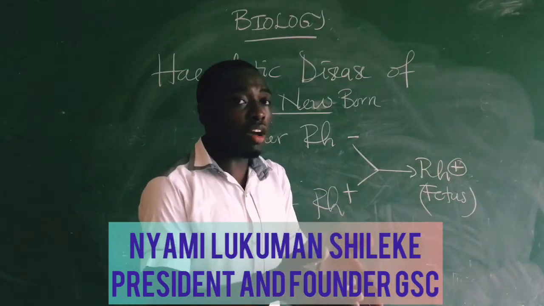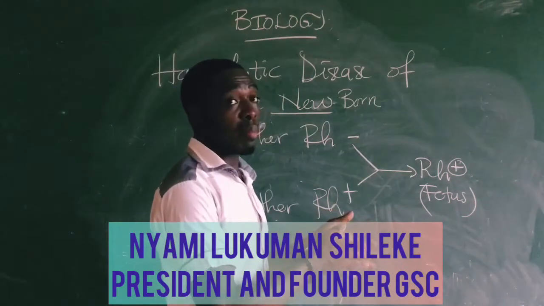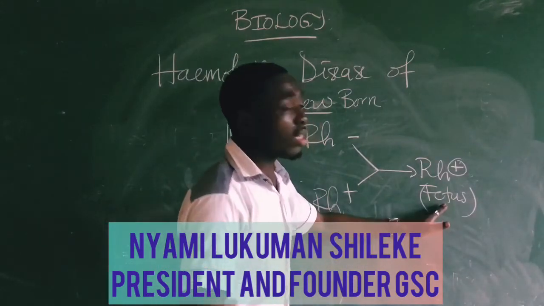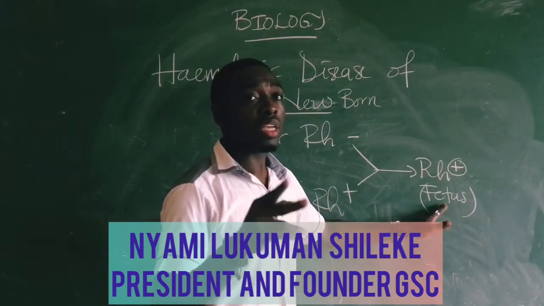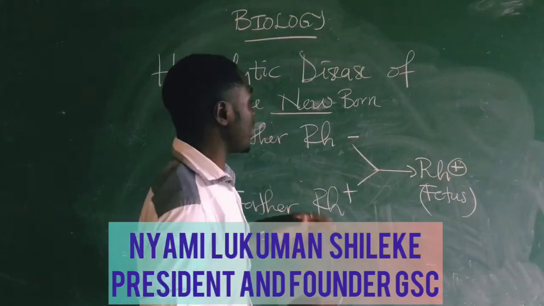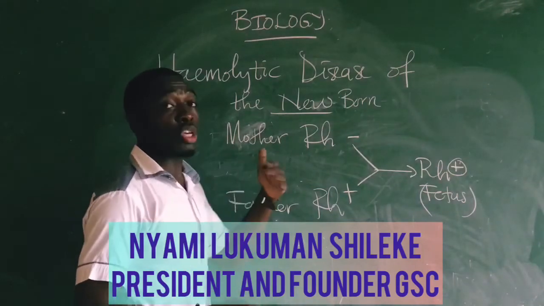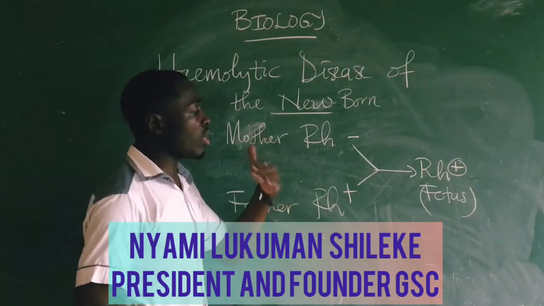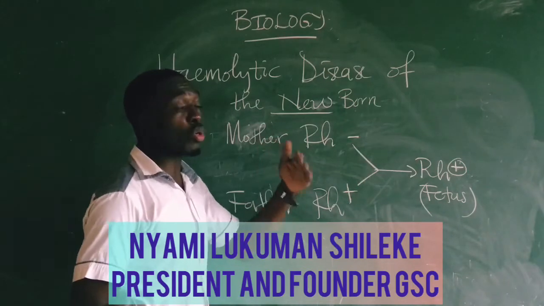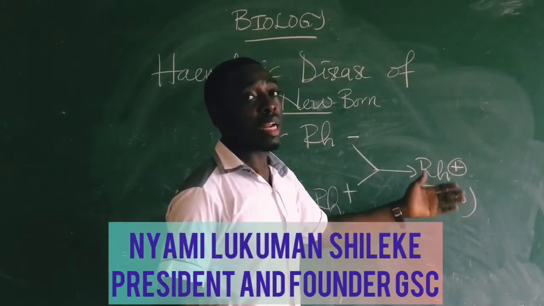So there is mixing of the baby's blood and the maternal blood during the process of clamping the umbilical cord. And now what is going to happen is that the mother's immune system is going to react, and is going to produce immunoglobulins, that's antibodies against the fetal red blood cells.